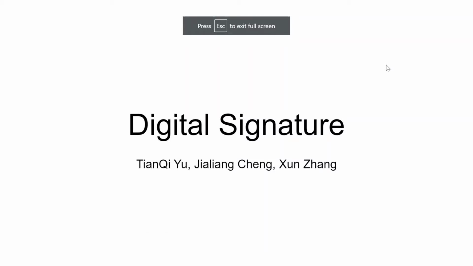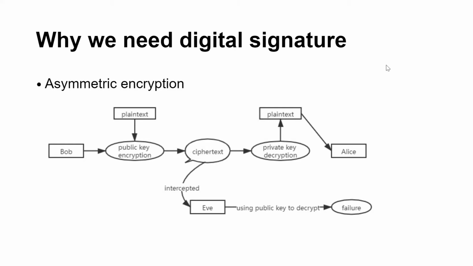Hi everyone, today we will talk about digital signature. This picture describes the process of asymmetric encryption. So why do we need digital signature?